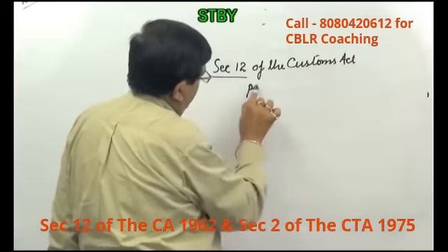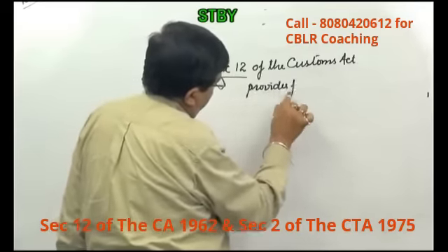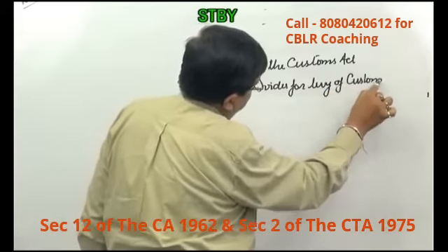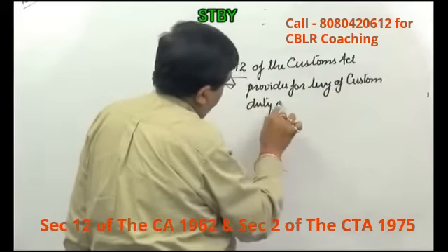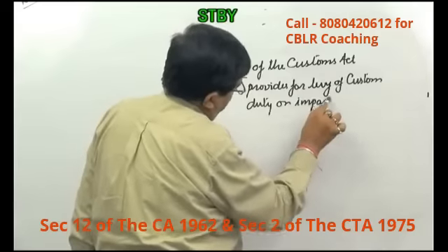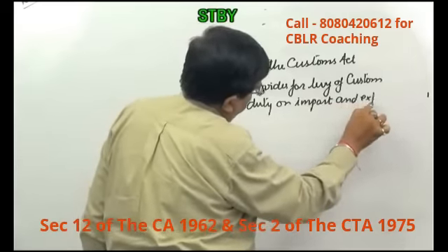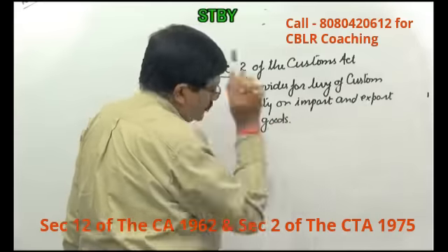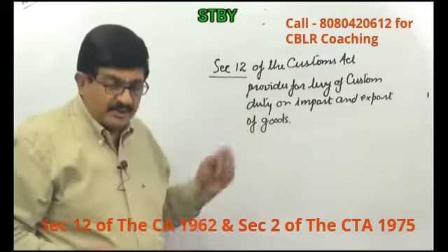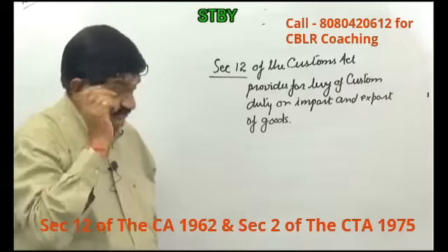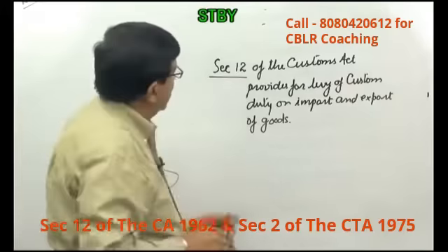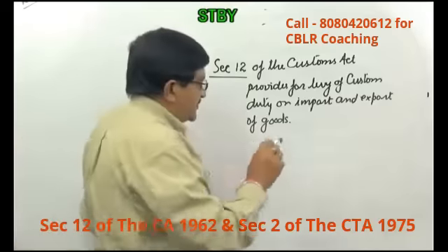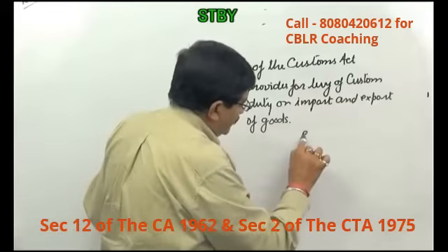Provides for levy of customs duty on import and export of goods. Right? This is already known to you from yesterday. You had seen section 12. So once again, we'll refer to that. So section 12 of the Customs Act provides for the levy of the customs duty on the import and export of goods. And for this, then comes rate.